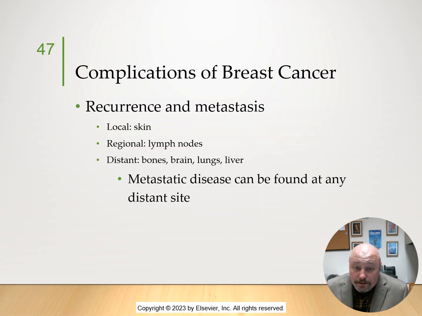Complications include recurrence and metastasis. Everything from local metastasis, to regional to the lymph nodes, and distant, including the bones, brain, lungs, and liver. And metastatic disease can be found at any distant site.